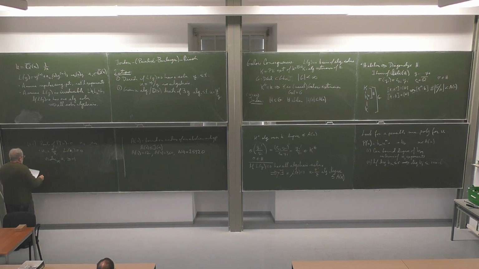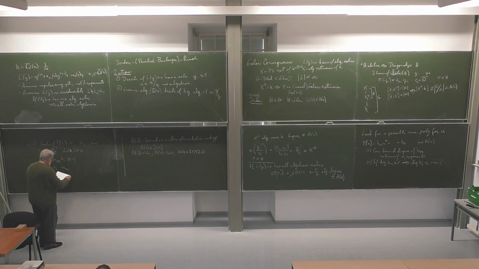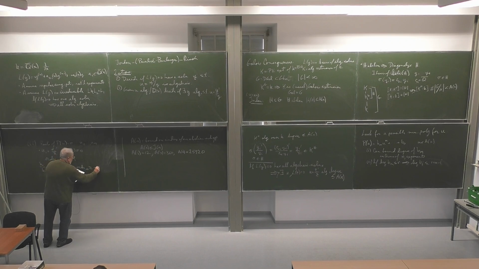Okay, so let's look at B0 over Bn. This is plus or minus the product of the roots. Right? So its order at infinity is bigger than or equal to -m.